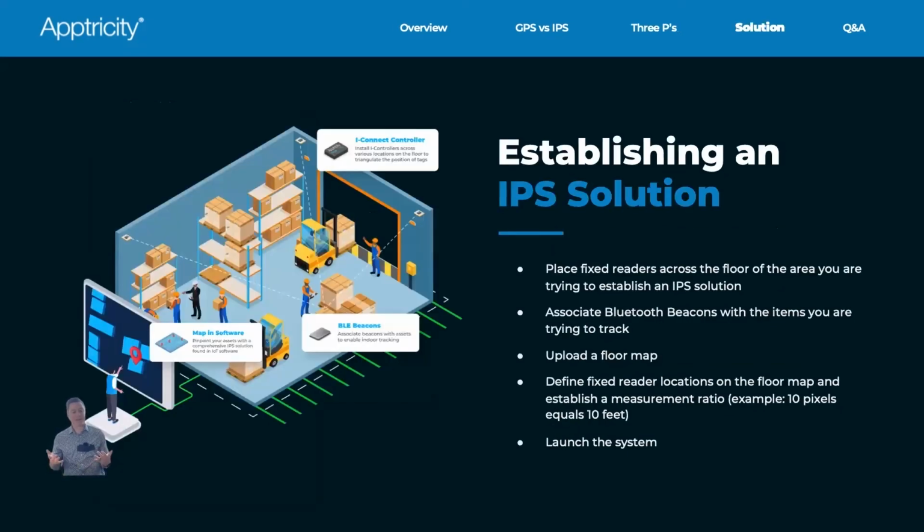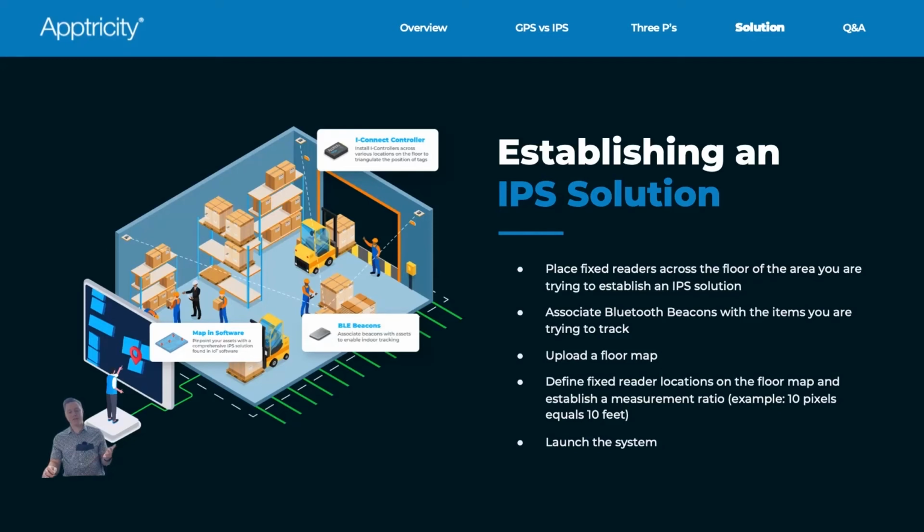So how do we set this up? How do we establish a solution? Basically, the first step is we place fixed readers across the floor of the area. The second step is to associate Bluetooth beacons with the items that you are trying to track. Again, that could be anything. That could be retail, pallets, heavy machinery. It could be anything that you want to track. If you can attach a Bluetooth tag to it, we can track it.